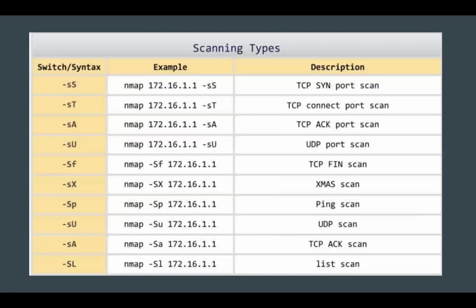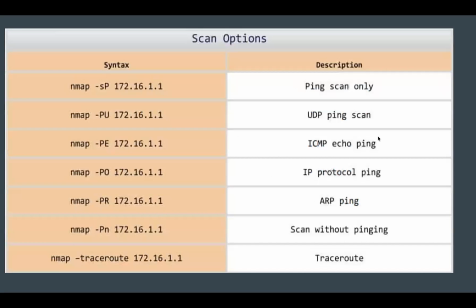And this is another scanning type portion of a cheat sheet. You can do ping scans, UDP scans, Xmas scans, and a bunch of different scans. There's also ICMP echo ping. That's when you do ping google.com, you're sending ICMP packets. So you can do the same thing with Nmap. You can also trace out your IP within Nmap itself.